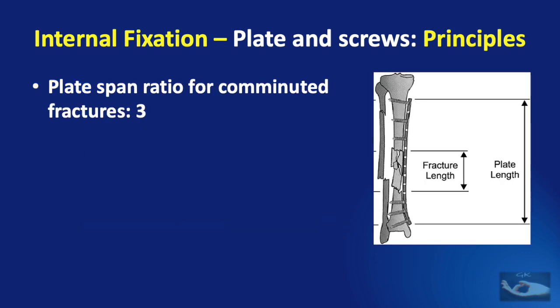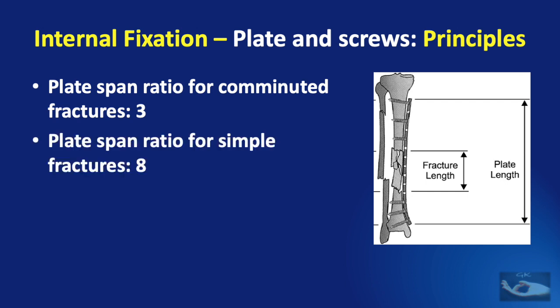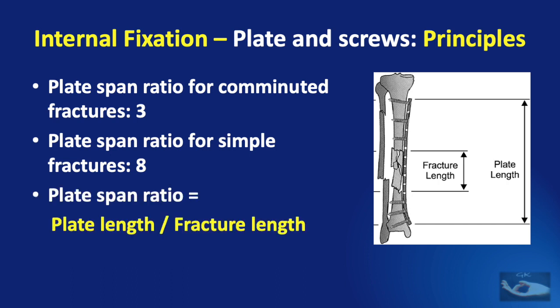We also need to remember that the plate span ratio for comminuted fractures is 3 and for simple fractures is 8. Here the plate span ratio refers to the ratio of the plate length to the fracture length. This means that a simple fracture needs a longer plate than a comminuted fracture.